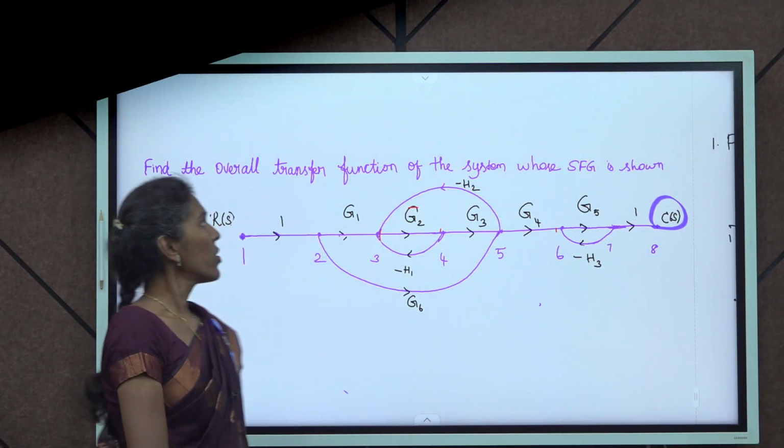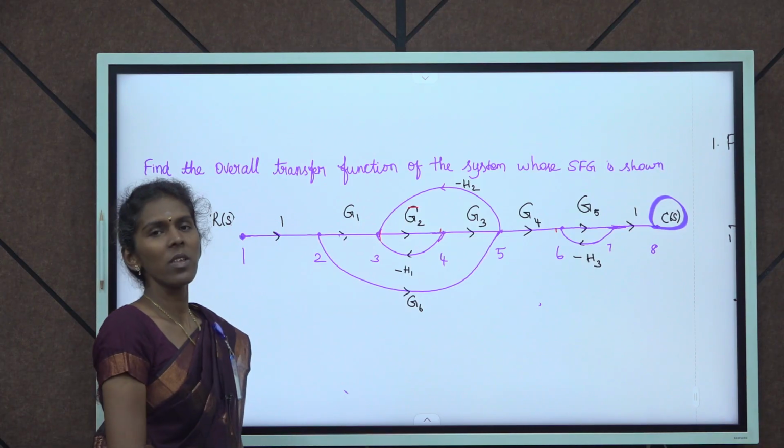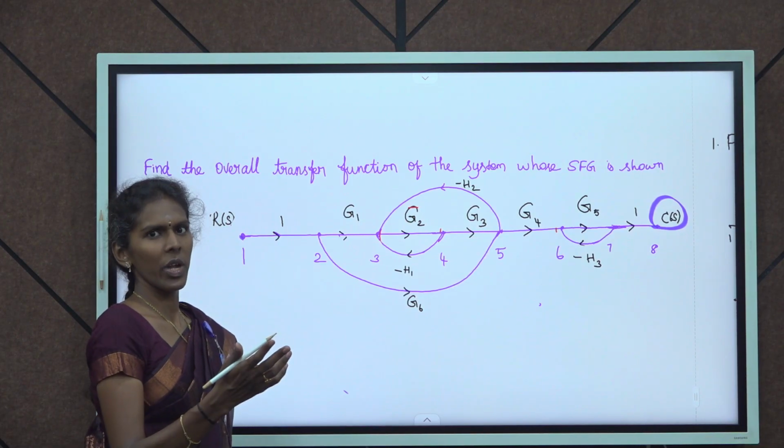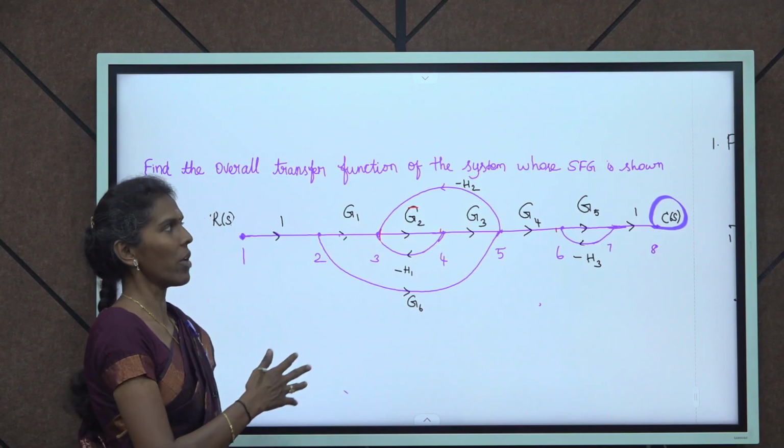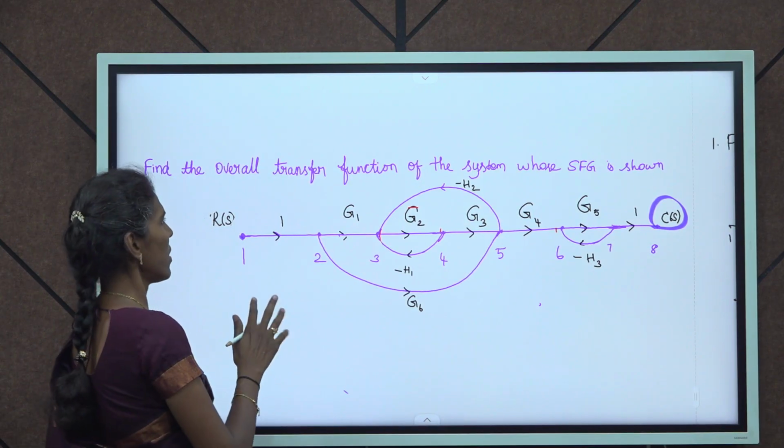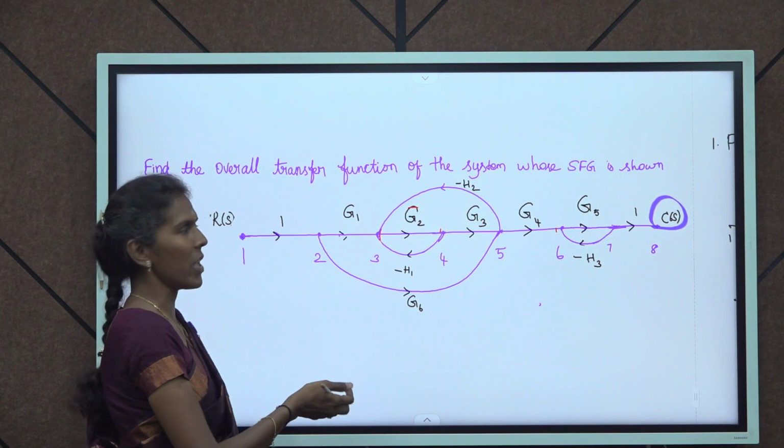So warm greetings. Today we are going to solve the problem in signal flow graph. Just a recall, signal flow graph is a diagrammatic representation to solve the control system problem. It is an easier method which uses the Mason's gain formula.